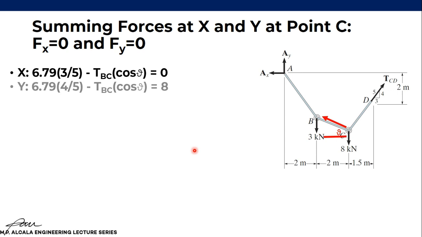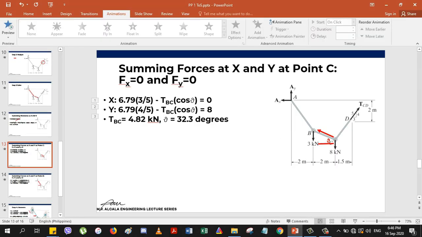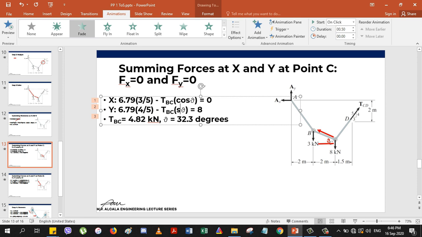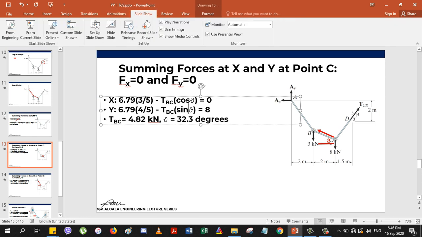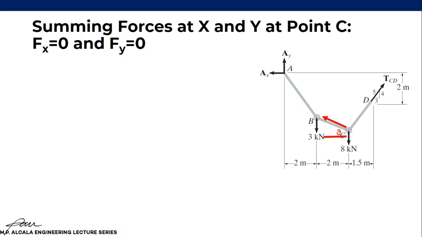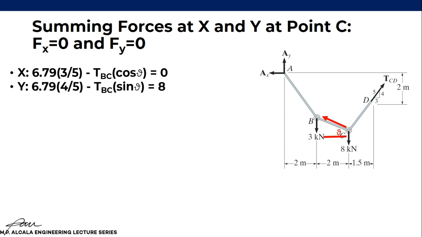That's why we need to sum forces along the y-axis. So that is tension CD, 6.79, multiplied by its y component, 4 over 5, minus tension BC. Correction, class, this shall be sine, okay? Sorry about that. Let me correct that. This is sine. So that shall be sine, the y component downwards.